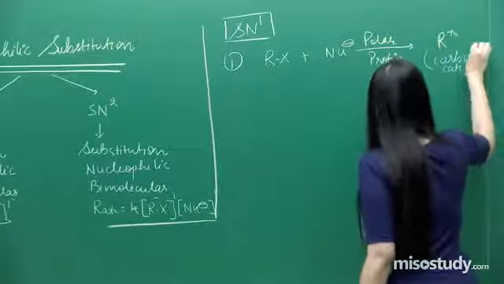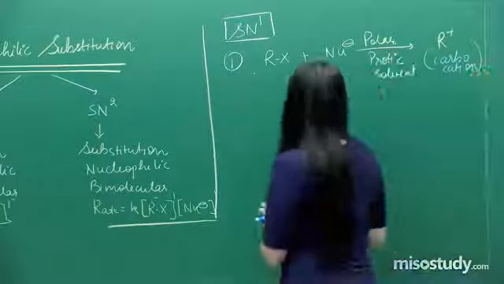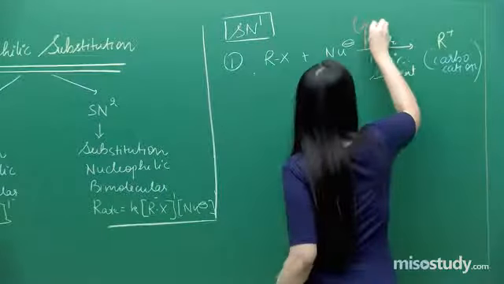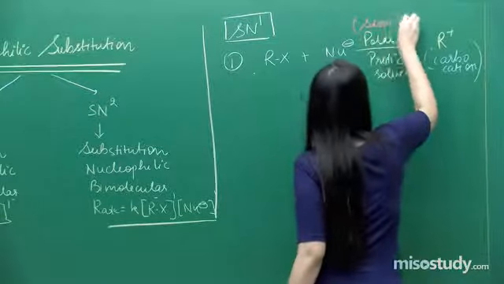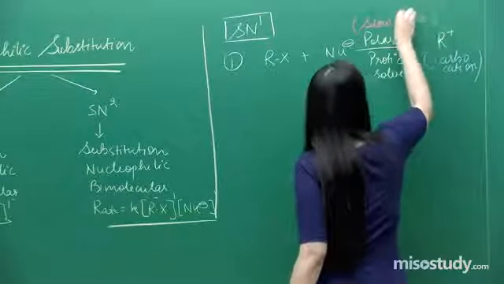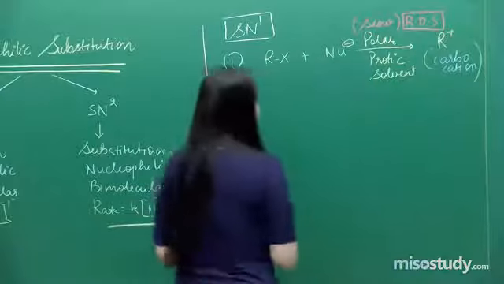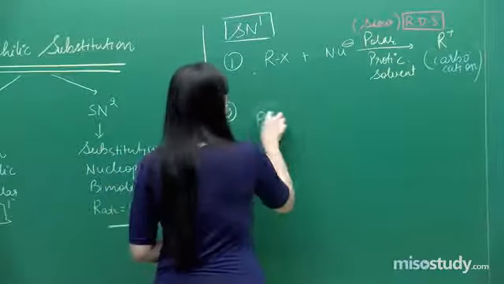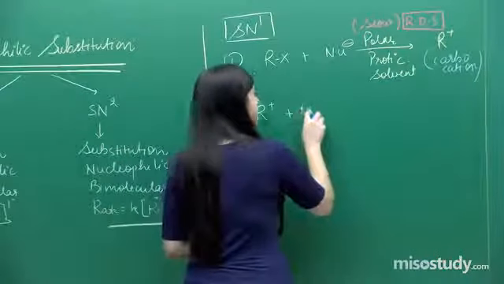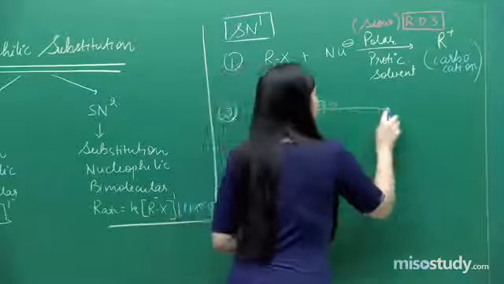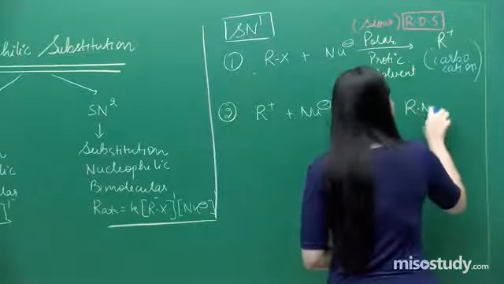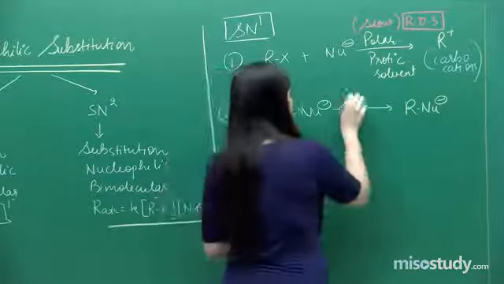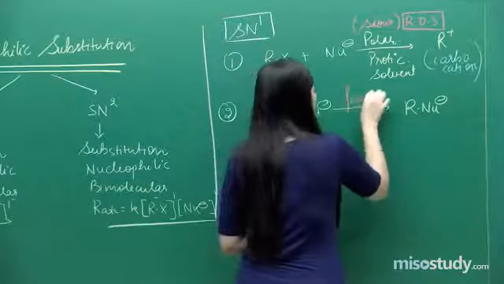So that is the carbocation that I have formed. Clear? That was the first step, and indeed this is nothing but the slow step, which is the rate determining step. Step 2. The carbocation then reacts with the nucleophile and we get our desired product.